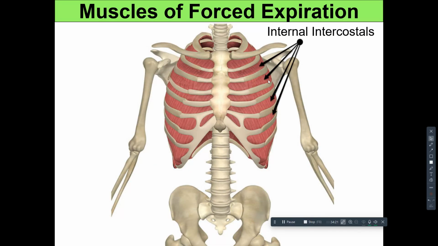We also have internal intercostals, which are going to pull the ribs in. If I pull the ribs in, my thoracic volume gets smaller, which means my lung volume gets smaller, which means my lung pressure increases. So if I'm trying to blow out a candle or blow up a balloon, I'm going to use my abdominal muscles, plus I'm going to use my internal intercostals.